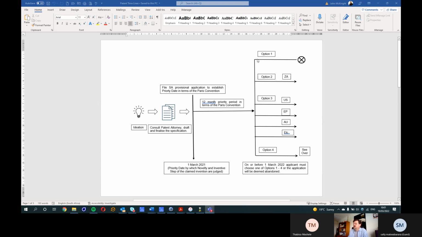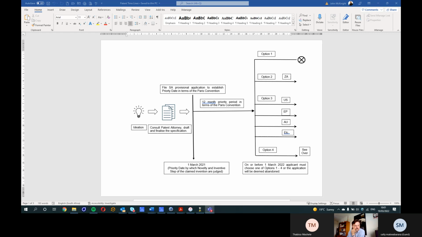Okay, so that's the first one. You can just say, you know what, this is not going anywhere. I'm not interested in taking it forward, putting any money in it. I'm just abandoning it. I'm leaving no rights outstanding. And it's like I never filed the first one. And maybe I'll come back to it. Maybe that's just the end of it. Okay, that's option 1. Option 2.